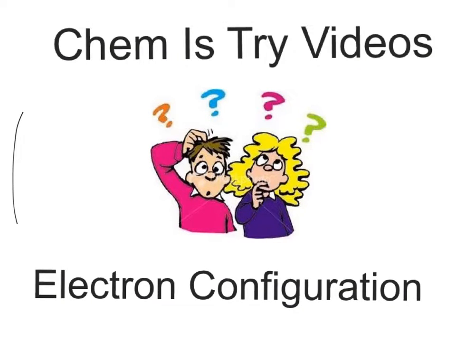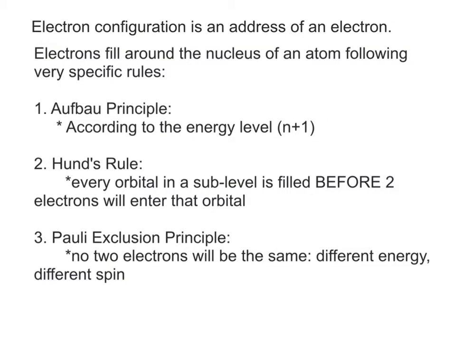Okay, Chemistry Videos, Electron Configuration. Now, electron configuration is basically just the address of an electron, of all the electrons inside that particular element, okay? Electrons fill around the nucleus of an atom following very specific rules.